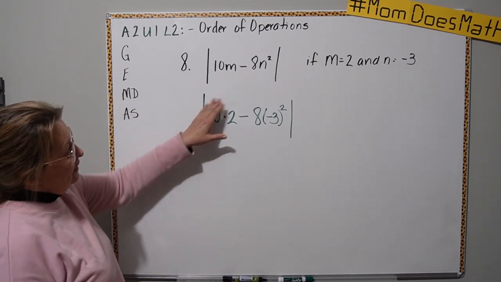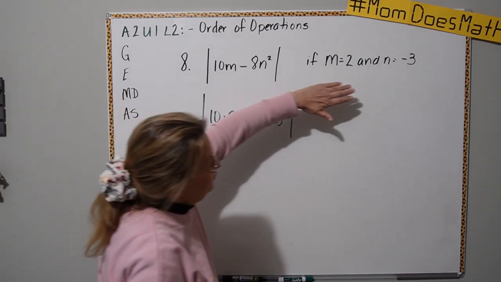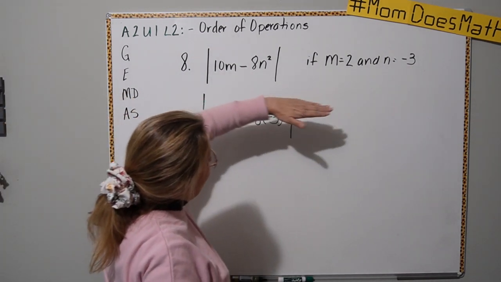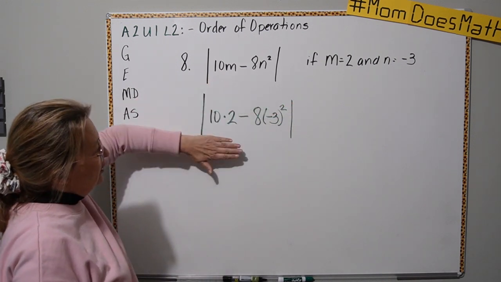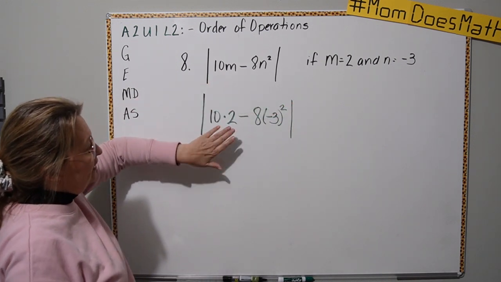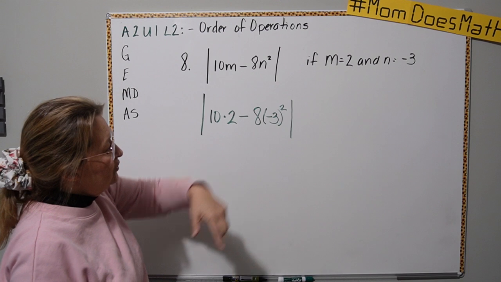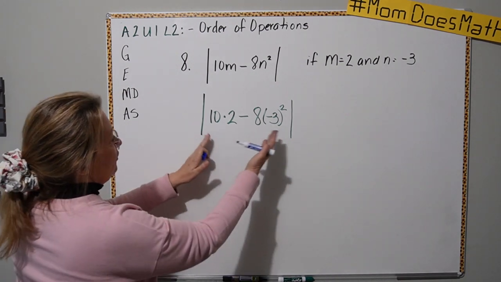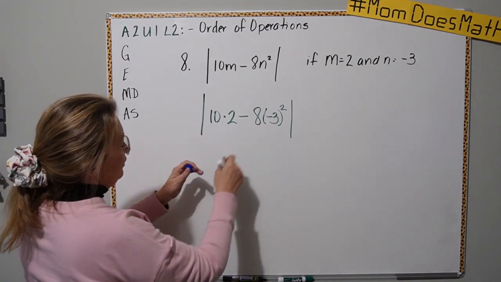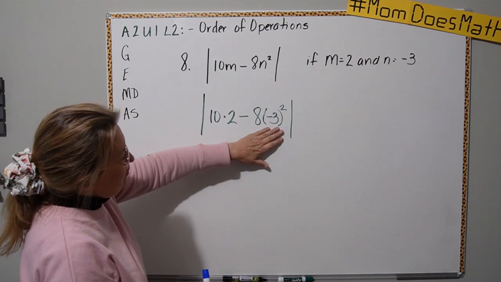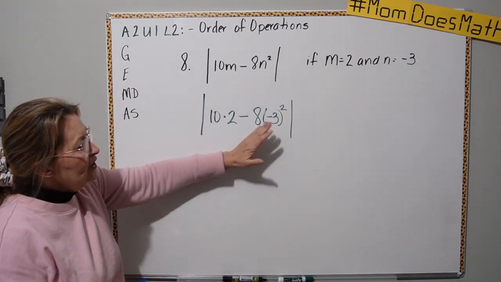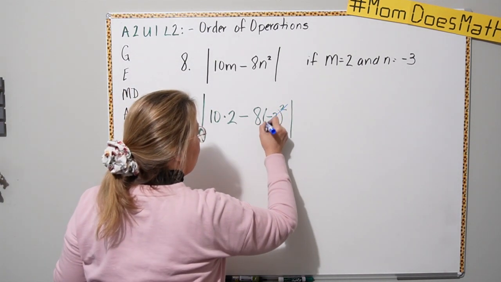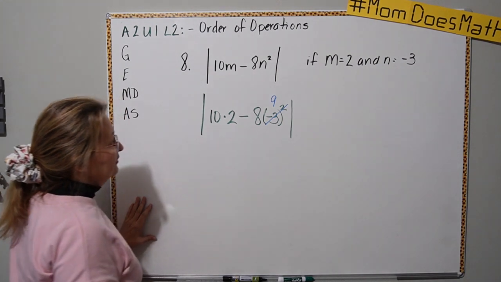Okay, here's number 8. Here's our expression. These are the values that we need to evaluate this expression for. So here I've already filled in the m and the n with 2 and negative 3. So let's go inside the absolute value first. See these parentheses. Negative 3 squared is going to be positive 9.